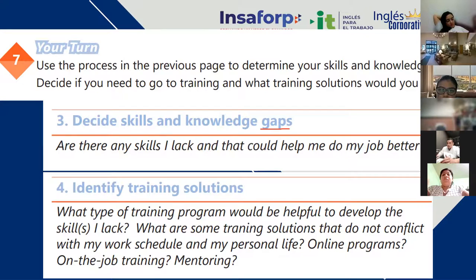So imagine you don't want your training to conflict with your schedule, and you don't want it to conflict with your personal life either. What type of training would you prefer? Online programs, on the job training, or mentoring? Which would be better for you? Mentoring, because in mentoring someone is helping you with how you can do things. Exactly. So you're working and somebody can tell you if you're doing well, or if you can do it a different way. Definitely. Okay. Perfect.